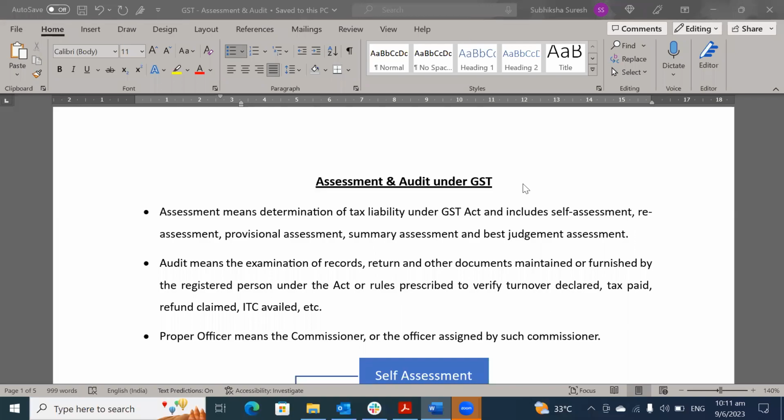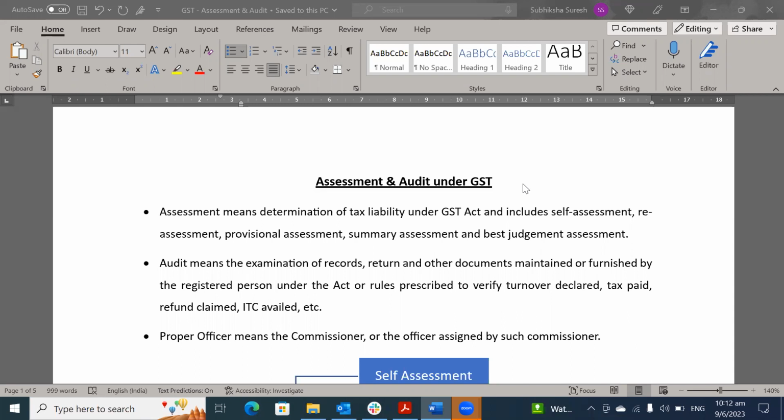So good morning all. Today's session is on assessment procedure and audit procedures under GST Act. Assessment, like we do on Income Tax Act, is nothing but assessment of tax liability which has to be payable by the registered taxable person. In Income Tax Act, we say the taxable person as assessee.